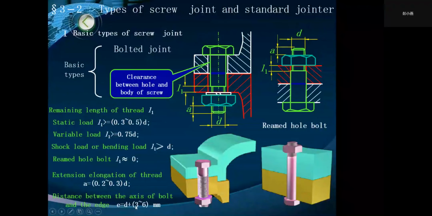And this is the extension elongation of thread A. A is 0.2 to 0.3 times D.